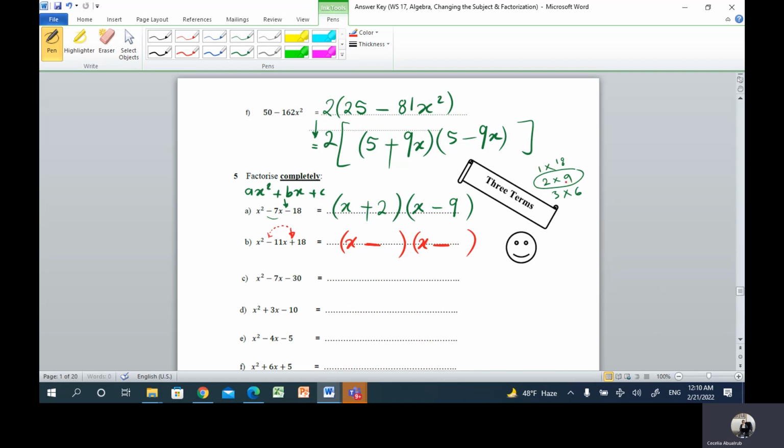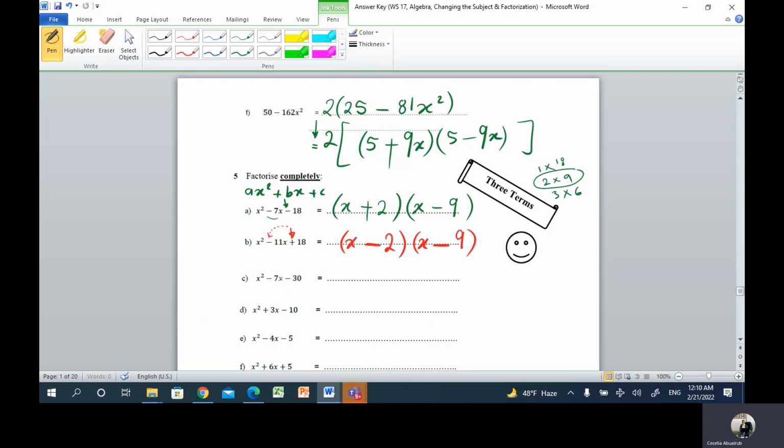2 times 9 is 18. 3 times 6 is 18. But 1 plus 18 is 19. It's not 11. 18 minus 1 is 17. It's not 11. 2 plus 9 is 11. So basically, that's my choice. And if I put the 2 here and the 9 here, or the 9 here and the 2 here, it won't make any difference. Okay, let's go to next.